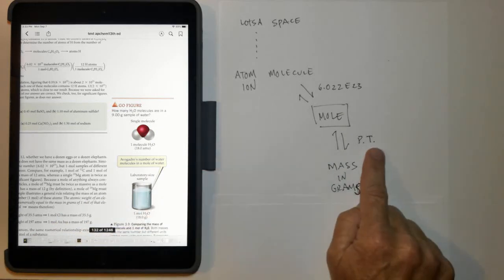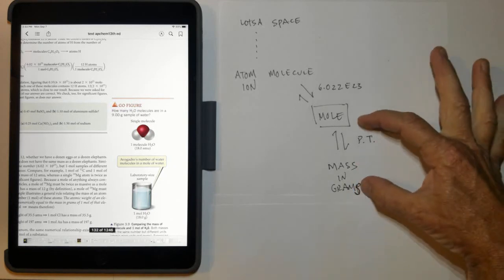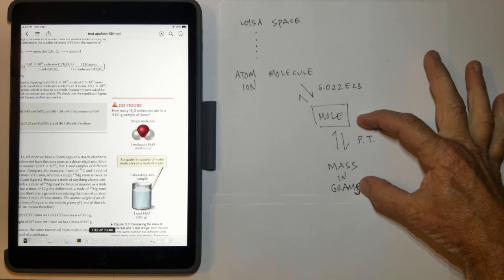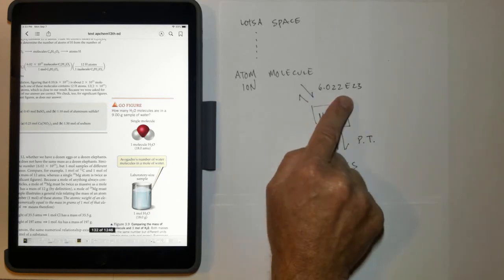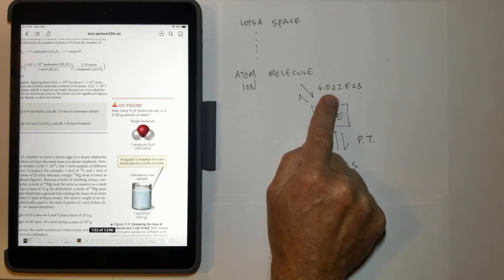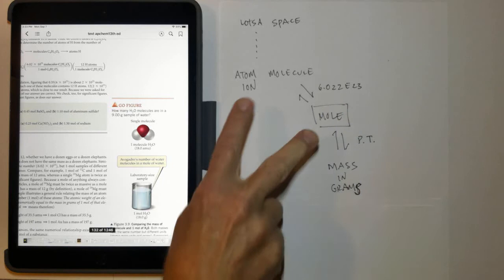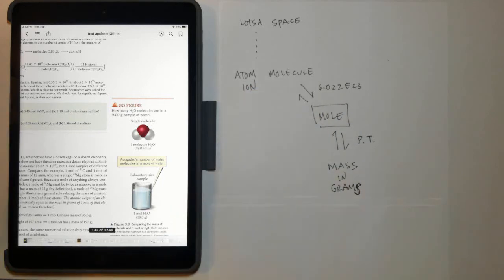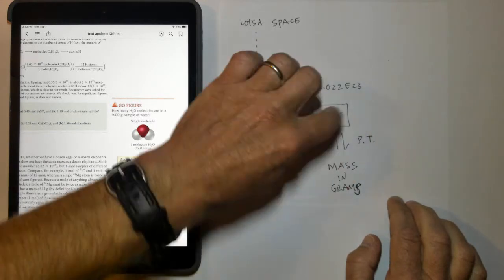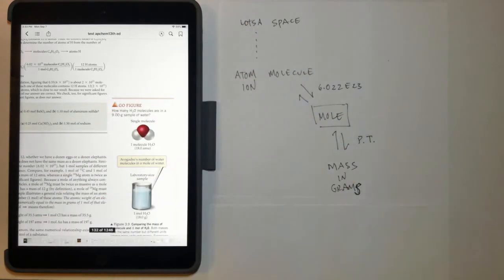And then you can put PT, standing for periodic table, over here to the right, because that's the link between the mass and the moles of some substance. And you can write the mole number, also known as Avogadro's number, 6.022 times 10 to the 23rd, right up here between the mole and atoms, ions, or molecules. And interconversion between these three things back and forth is actually relatively simple.